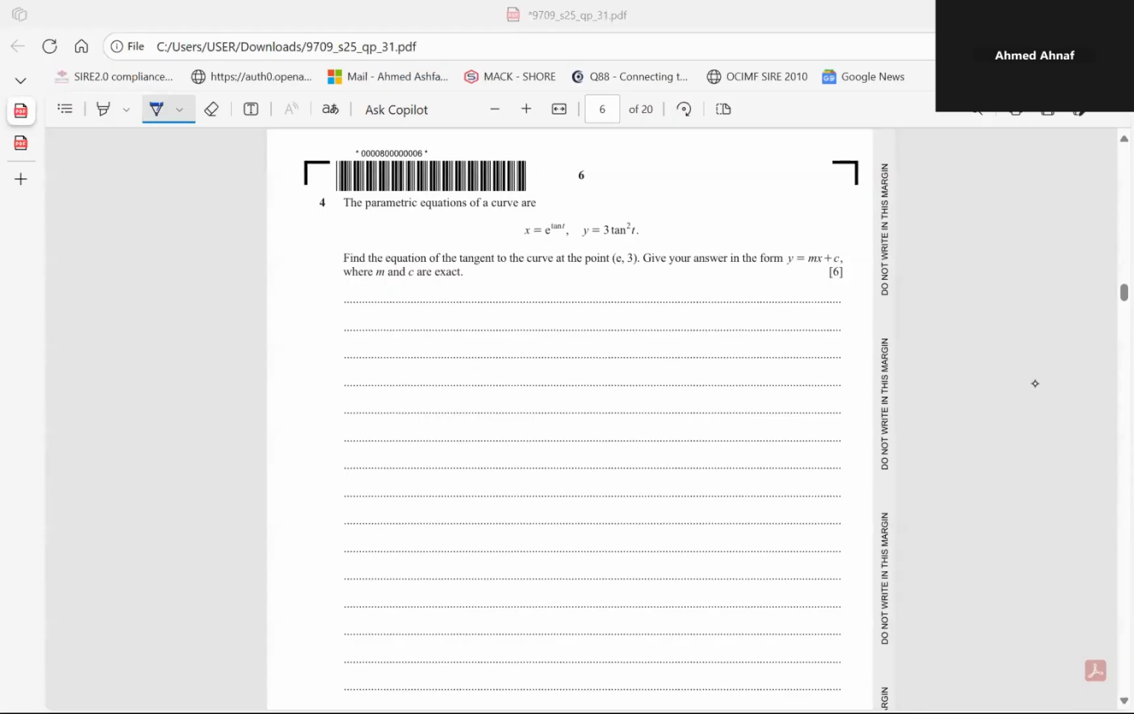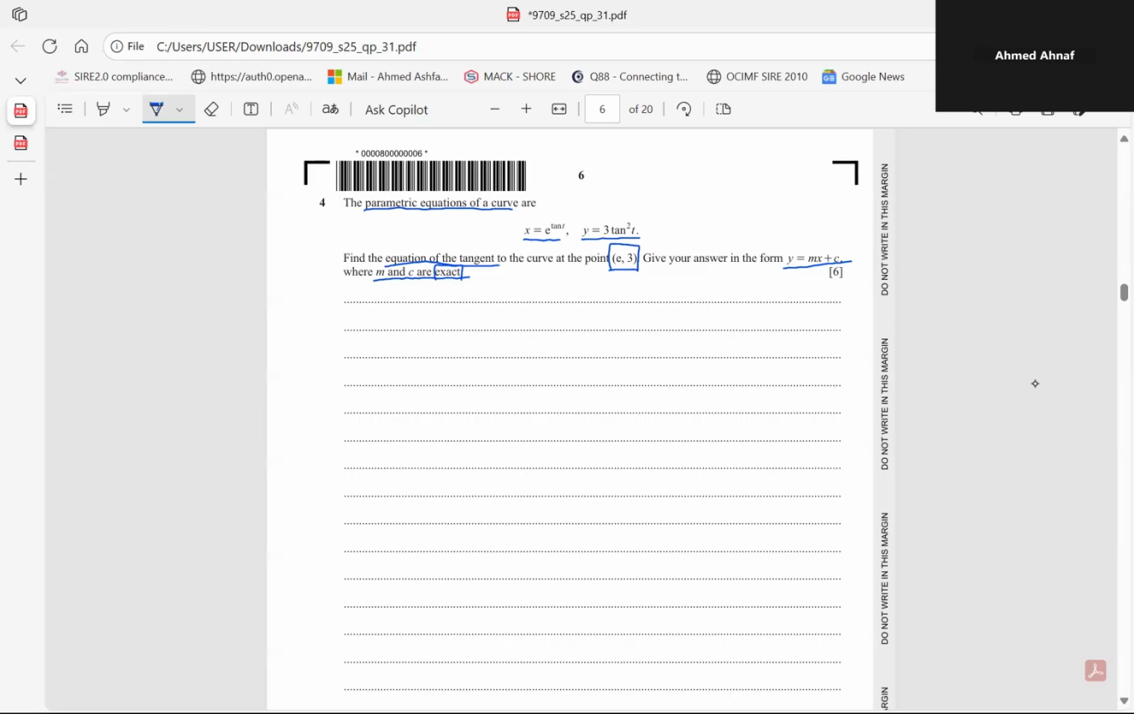Okay, so for this question, we're given the parametric equations of a curve. So we have x equals e to the power of tan t, and y equals 3 tan squared t. And here we're supposed to find the equation of the tangent to the curve at the point (e, 3). And we're supposed to give our answer in the form y equals mx plus c, where m and c are exact.